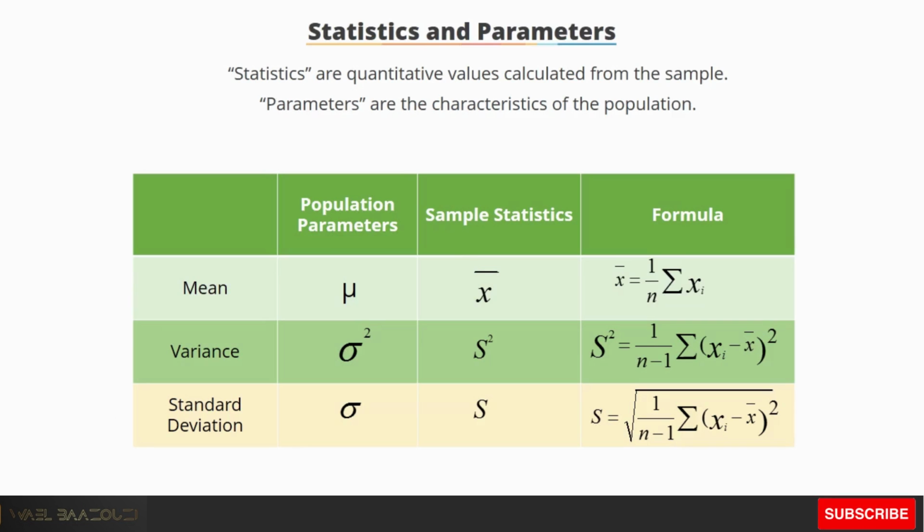Let's understand the terms statistics and parameters, which we'll be using throughout this lesson. Statistics are quantitative values calculated from the sample. Parameters are the characteristics of the population.